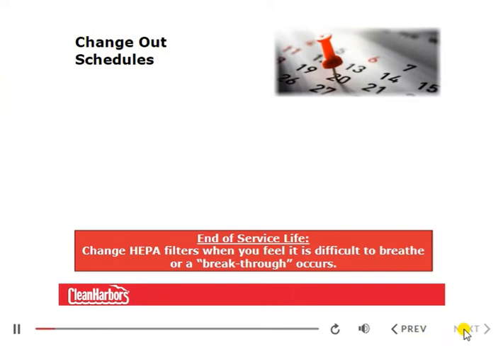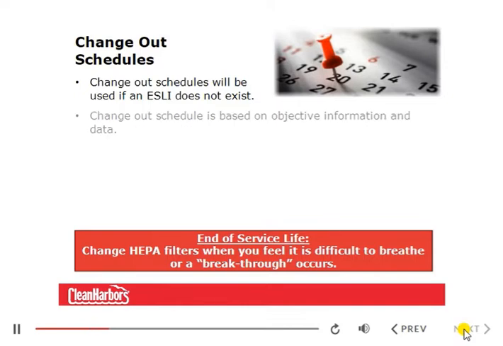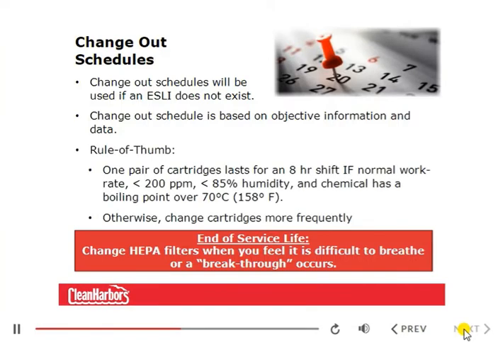If there is no ESLI appropriate for conditions, a change-out schedule for canisters and cartridges will be created. This schedule will be based on objective information and data to ensure canisters and cartridges are changed before the end of their service life. As a rule of thumb, a pair of cartridges should last one 8-hour shift, but things may vary for extreme environments. As always, if you are unsure about your cartridge change-out schedule, consult with your health and safety manager.